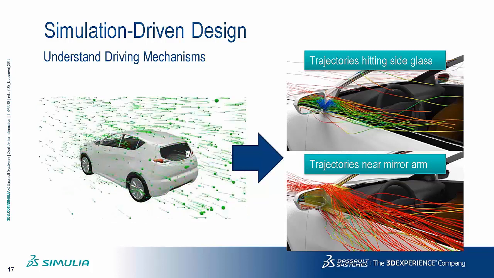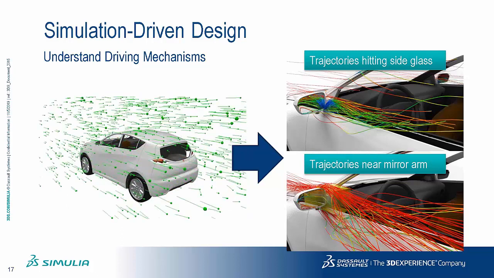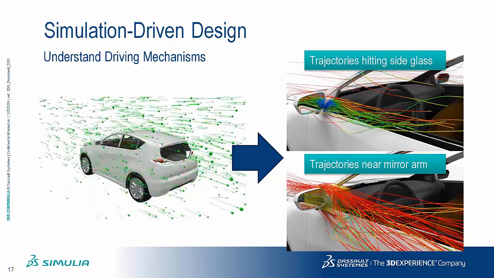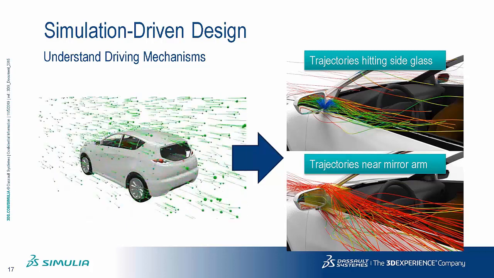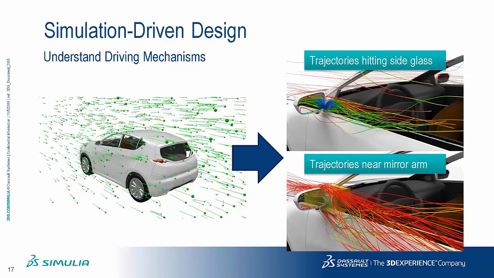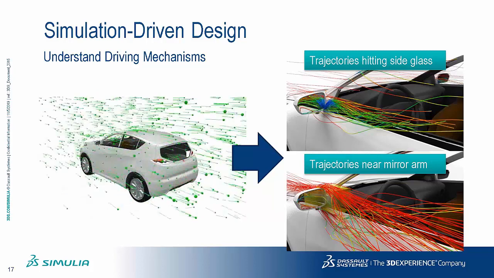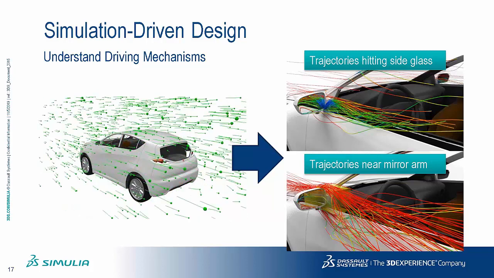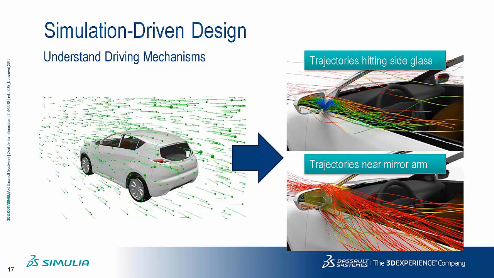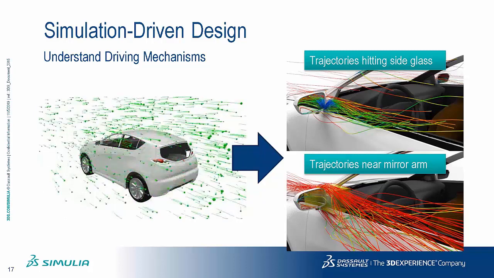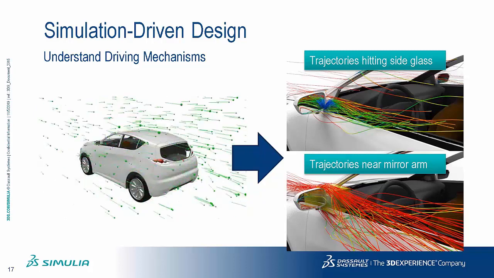You can also use a volume. Sometimes you want to see how much water passes through a particular region. So here you can understand how that water is passing between the mirror and the sail of the vehicle. And then knowing that, you can see how it gets impacted if you change the angle of the mirror or that spacing.